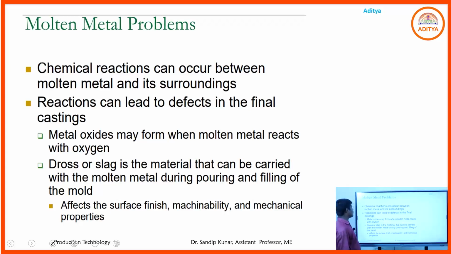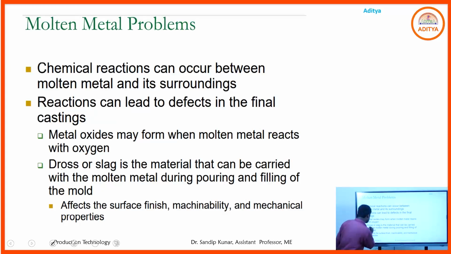Molten metal problems. What type of problems can occur? Some chemical reactions may occur in the molten material. One of the main problems is that oxide may form. Sometimes molten materials react with oxygen, and due to that reaction oxide is formed, and rusting may take place, so the quality of the cast product deteriorates.